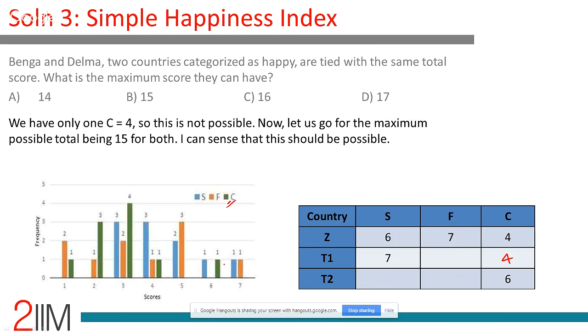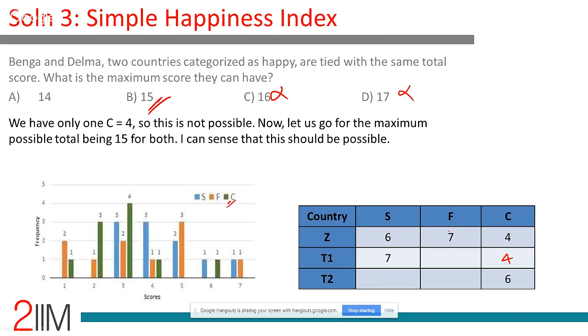Super. So it looked like 16, 17, 15, 15 were possible. 17, 16, 16 were possible. But that didn't work out either. This is out. This is out. I'm already sensing that this should be possible. I'm going to shoot for 15 being possible.